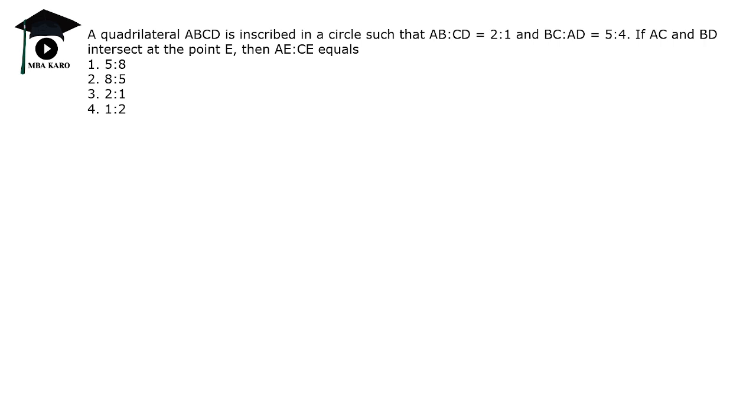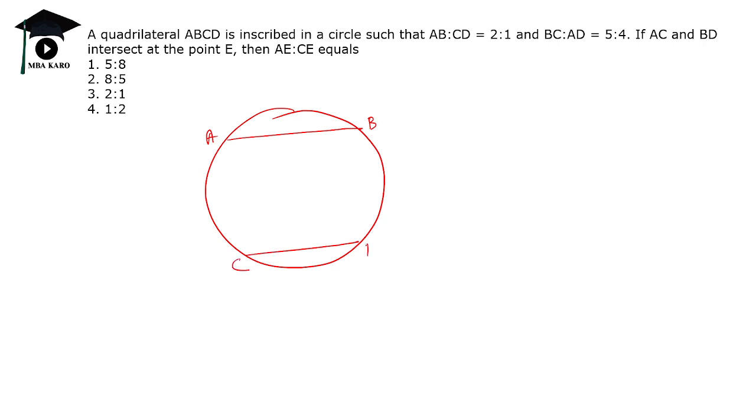A quadrilateral ABCD is inscribed in a circle such that AB ratio CD is 2 ratio 1 and BC ratio AD is 5 ratio 4. If AC and BD intersect at the point E, then AE ratio CE equals what? So let's draw a circle and let's take ABCD. AB ratio CD is 2 ratio 1. This is CD. And we are also given BC ratio AD, so we will take the sides like this.